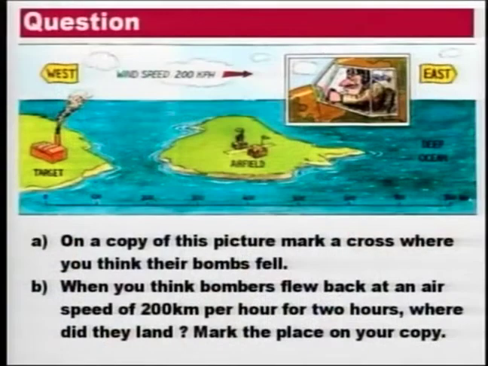For example, bombers from an airfield like the one in figure 8.5 were ordered to take off, fly west for 2 hours at an airspeed of 200 kilometers per hour, and drop their bombs. At the height they were flying, there were westerly winds blowing at the same speed.